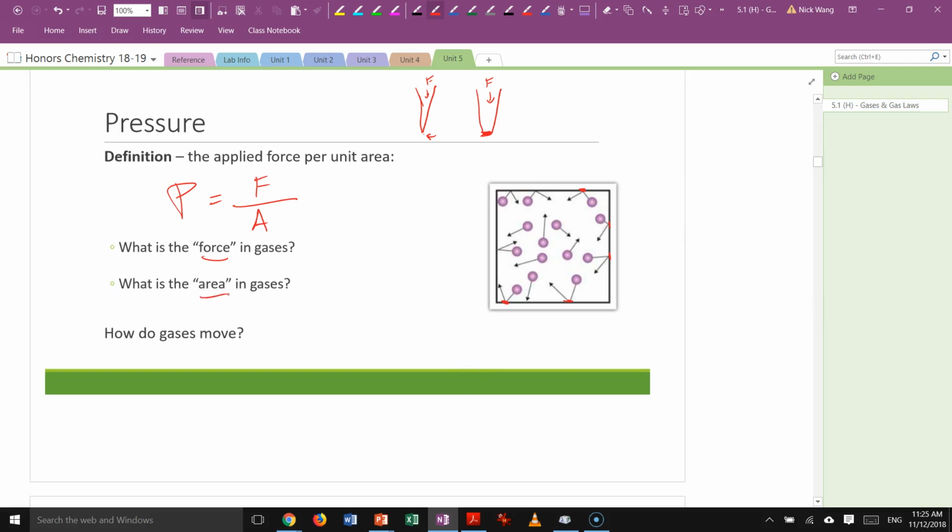Whereas the area refers to the overall surface area that the container holds. So the internal surface area, all this space here, everything that is outlined, all that's your surface area. As you can imagine, you can figure that out fairly easily with these flat surfaces, what the surface area is, and that is your area. So the force of the particles hitting the walls divided by the overall surface area of the container. That's how you define pressure when it comes to gas particles.